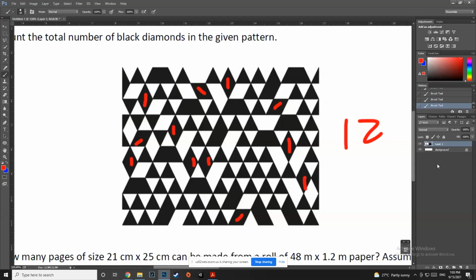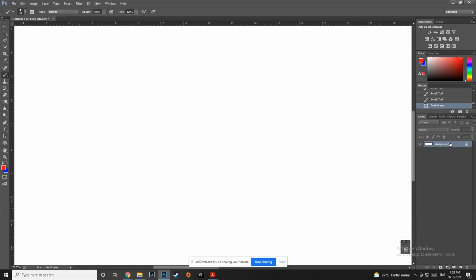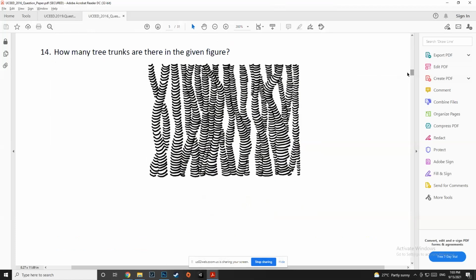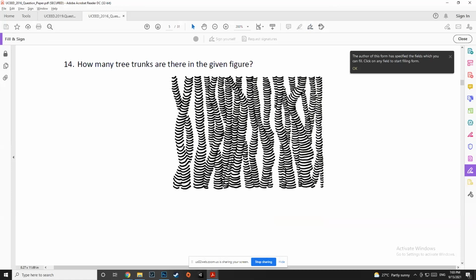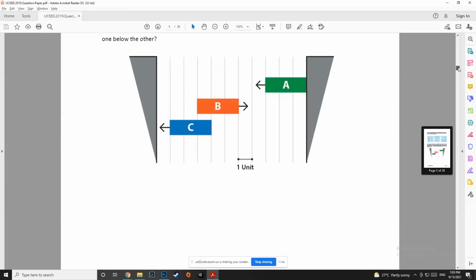So I was only showing this question to show you how differently they can form a very similar question. This is also shape counting. They're asking you to count the number of shapes. I'm not going to do this question because it will take a lot of time. See, they're asking how many tree trunks you see. So it is visually confusing, right? Okay, let's move on.